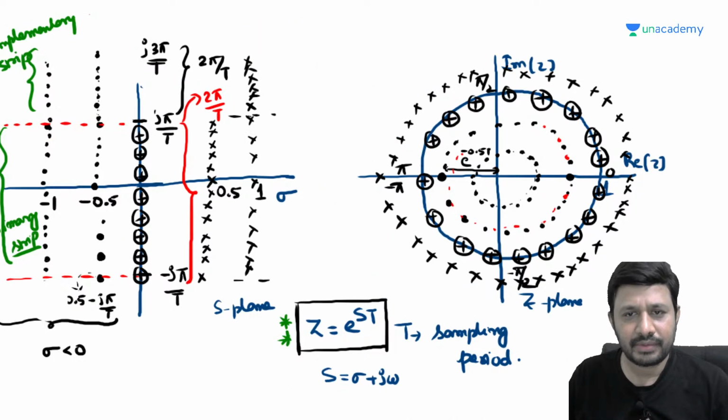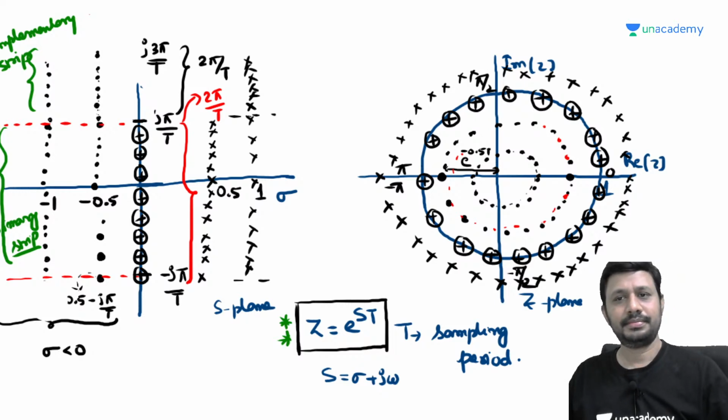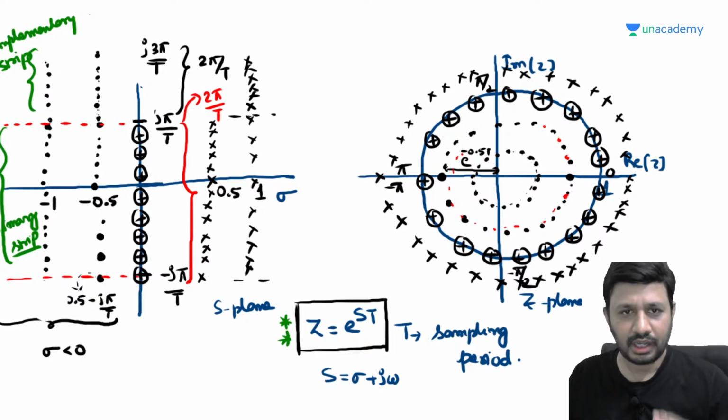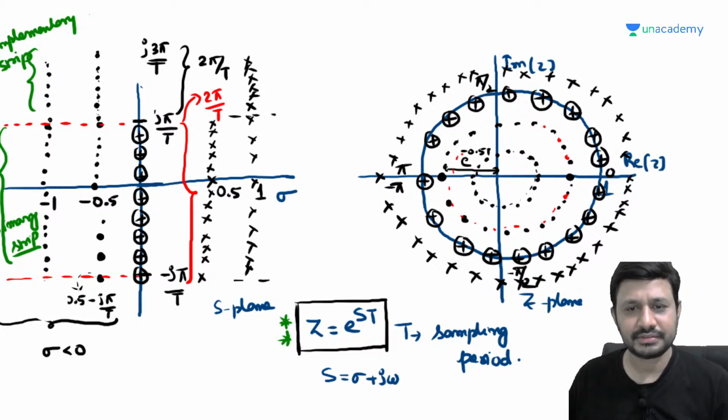If you want to remember it in a simple sense, the left half of the S plane is mapped to inside the unit circle, the right half of the S plane is mapped to outside the unit circle, and the imaginary axis is mapped onto the unit circle. It is evident. After the class, work with this one. Definitely you will make mistakes. Learn from the mistakes. Primary strip means omega varying from minus pi by T to pi by T. Primary strip width is 2 pi by T.